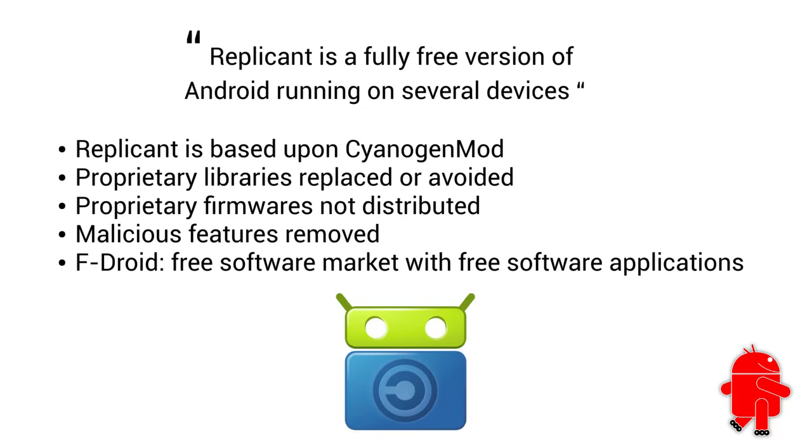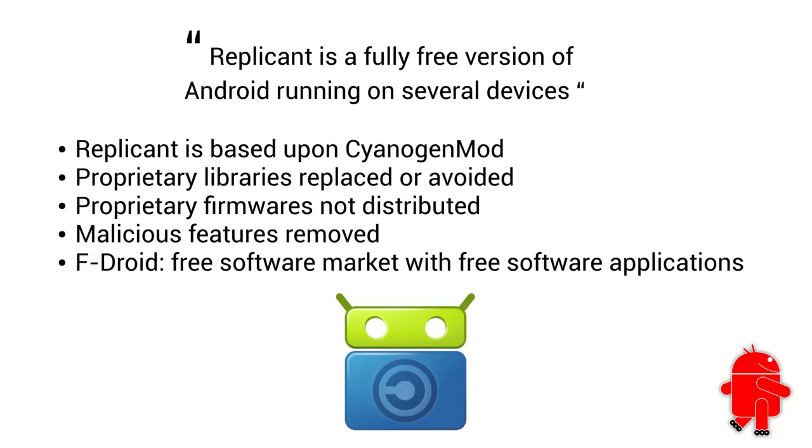Now, looking at Replicant, well, Replicant is based upon CyanogenMod, so it inherits all the improvements that were made, for instance, to the interface. But the proprietary libraries are replaced or avoided. Avoided means that we just don't include them in the system, and, well, any feature that relies on it will just not work. Same goes for proprietary firmwares, except that we don't really try to replace them. We just get them out and we don't distribute them with the system.